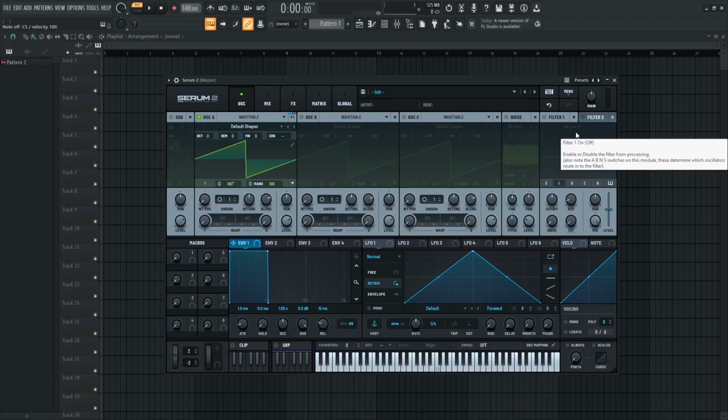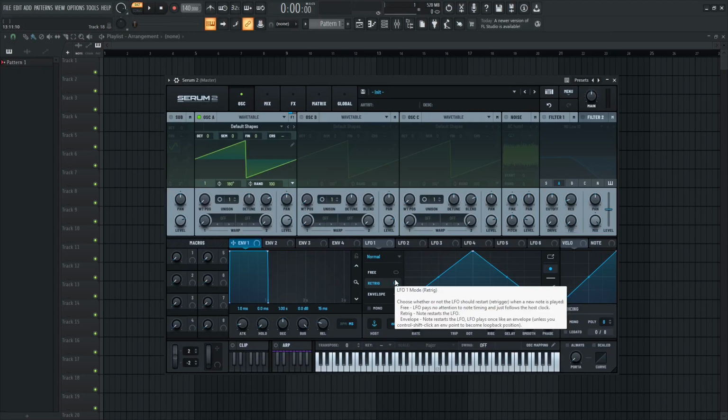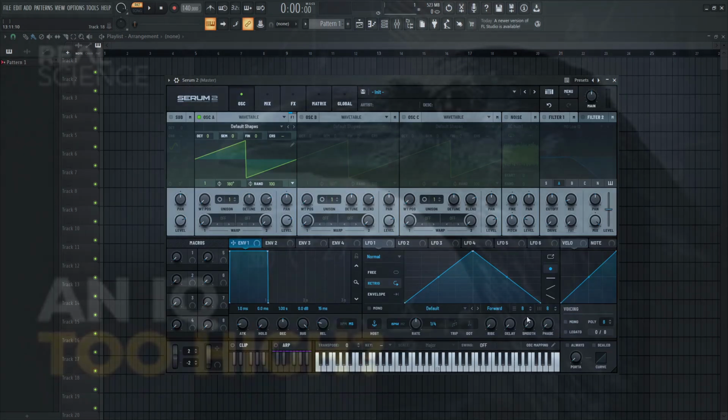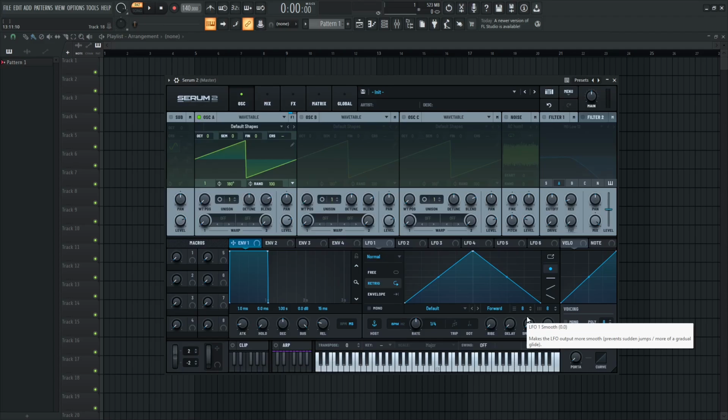And the final thing that we're going to talk about is the LFOs. LFO stands for low frequency oscillator, which means that they oscillate, they go up and down over and over again at a slow rate. These, in Serum, you have 3 modes for LFOs. It's basically to do with when it repeats.